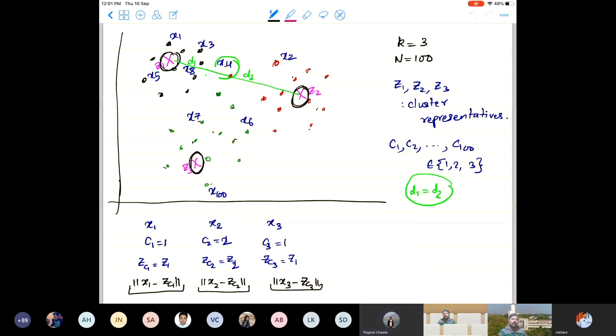No, I said x1 minus zc1 should be as small as possible. So zc1 has three possible values, z1, z2, z3. I want to choose the closest or the nearest neighbor among the representatives for x1. Whoever is the nearest neighbor, I will assign that cluster. That's what I will do tomorrow. So what you are asking me basically is what I want to do tomorrow. You can wait until tomorrow and see what I do. Yes, sir. Okay, sir.